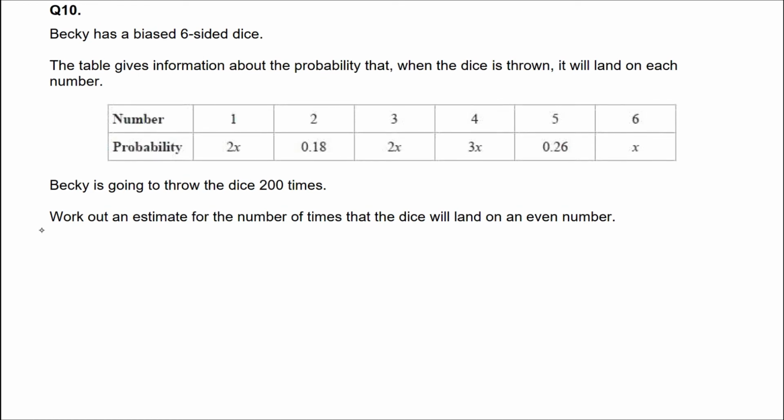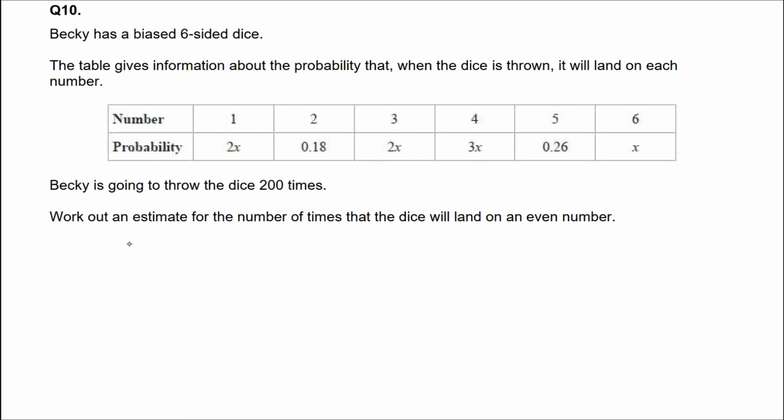Okay, so we are going to apply the same ideas to work out number 10. Now, number 10, Becky has a biased six-sided dice. A biased die just basically means that some numbers are more likely to be rolled than others. I've already explained that in question 9. And also in this probability distribution table, I also mentioned in question 9 that the sum of the probabilities of all events is equal to 1.